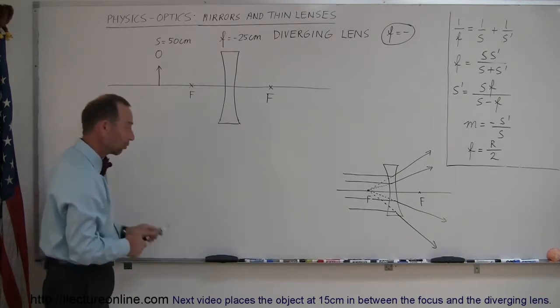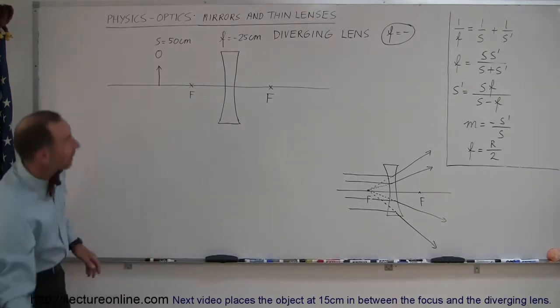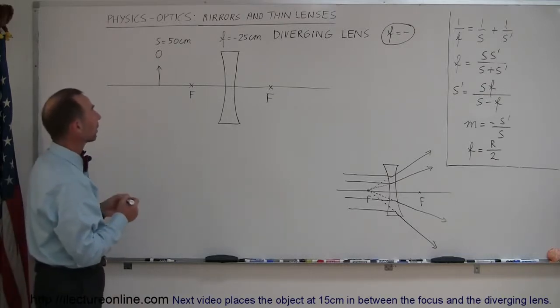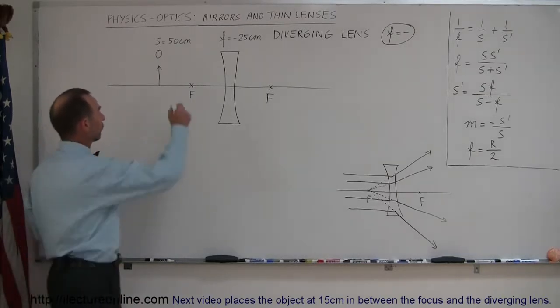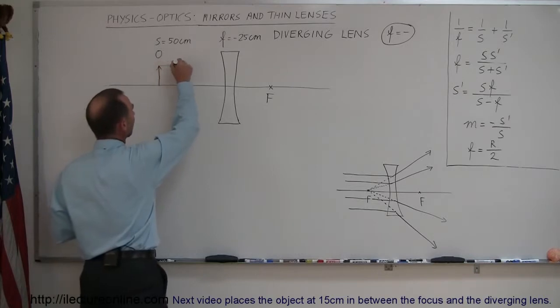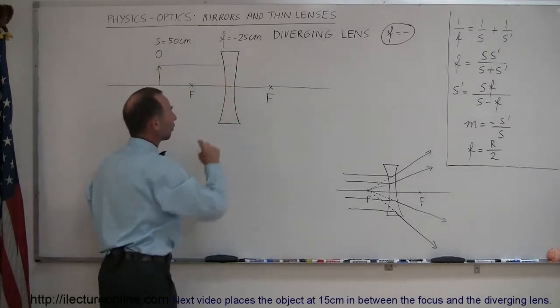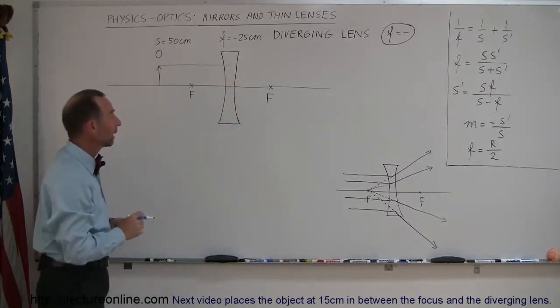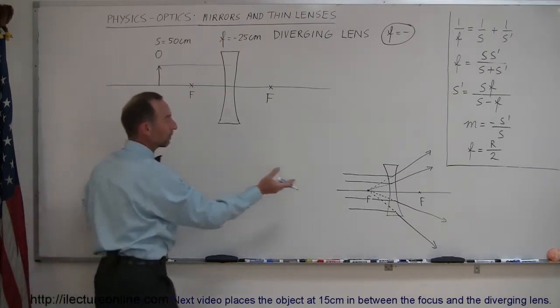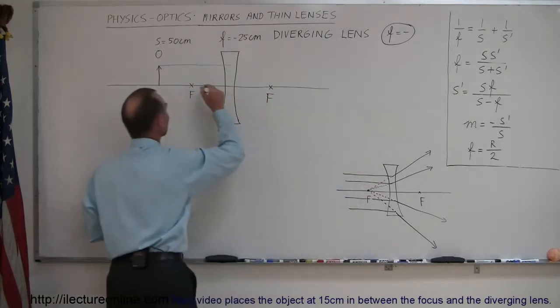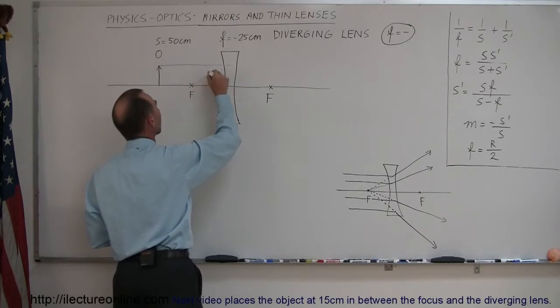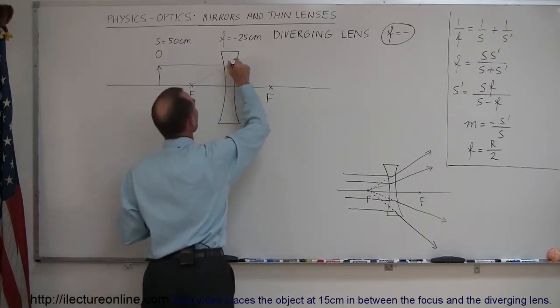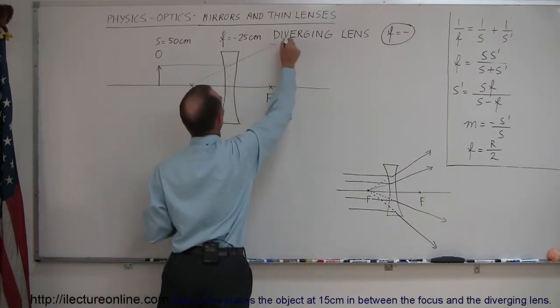And again, we're going to use our techniques, and here's my blue pen, to figure out where the image will be. We draw our first ray from the top of the object, again parallel to the normal, just like we've done with all the other lenses. And then we realize that the ray will diverge as if it came from the focal point in front of the lens here. Like so. So this is ray number one.